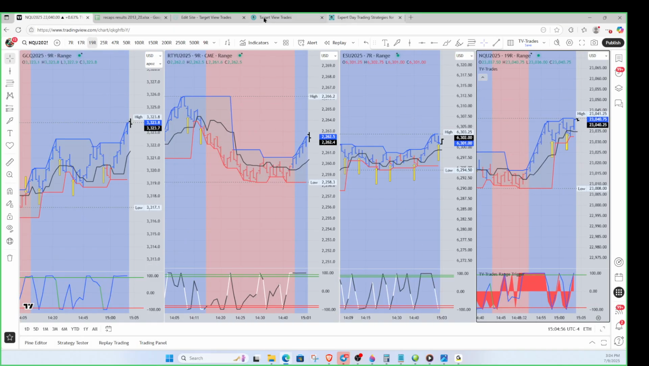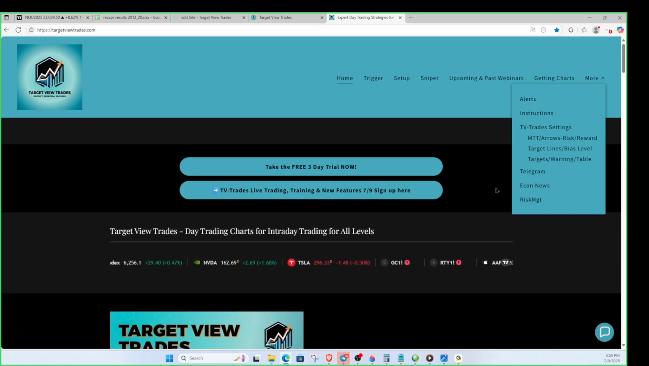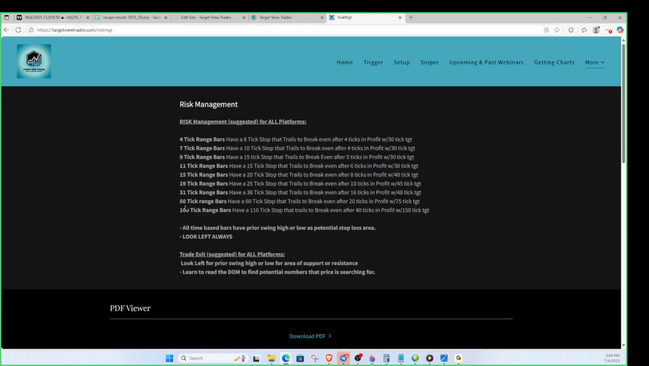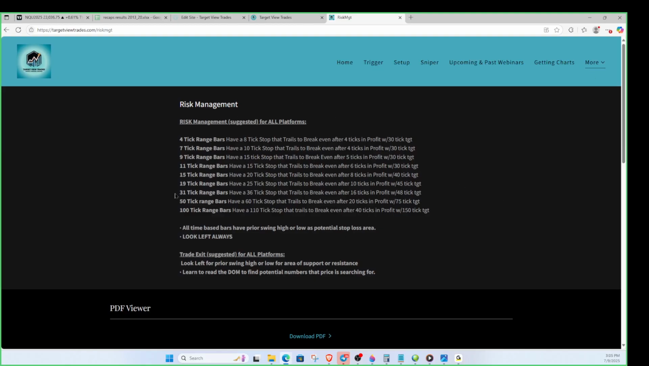Alright. And all that stuff can be seen right here. If you go here, this is at targetviewtrades.com, go to risk management. The 50 and the 47 are about the same. I have a 60 tick stop that goes to break even after 20 ticks with a 75 tick target. And the 19 has a 25 tick stop that goes to break even after 10 ticks with a 45 tick target. Alright. Again, this is all on targetviewtrades.com. If you go over here to more and go to risk management, all this stuff is here for you guys to use if you want to.